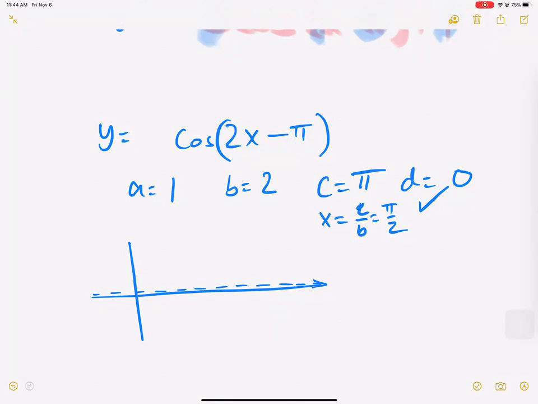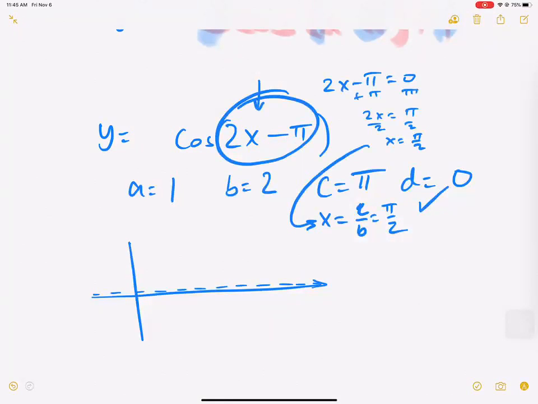There are two ways of looking at it. First way is, look here. What would 2x minus pi be if you make it equal to 0? Add pi to both sides. 2x equals pi. Divide by 2. X equals pi over 2. That's where we get that idea here. You could just make it 0 in your head, or you can remember C over B. That's really where it's from.